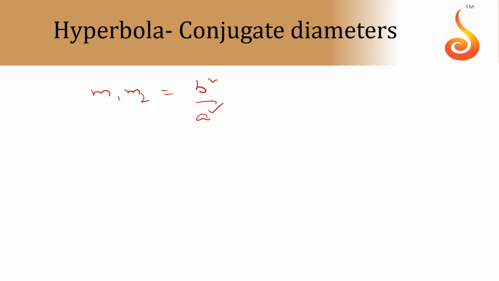So remember that if a conjugate diameter meets the hyperbola in real points, then the other conjugate diameter meets in imaginary points. So there are two conjugate diameters, no? If one meets the hyperbola in real points, its conjugate diameter meets the hyperbola in imaginary points. That is a very, very important point in conjugate diameters in hyperbola.